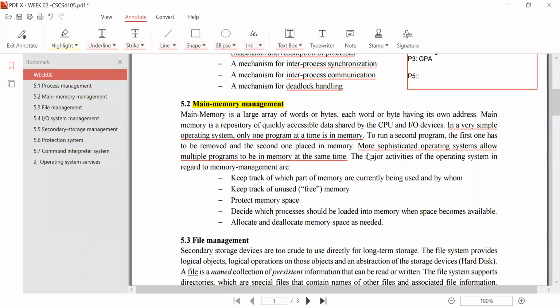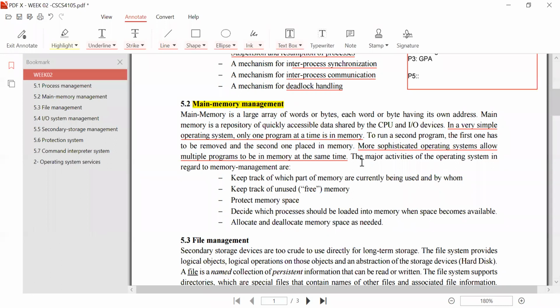But now we need to have a sophisticated operating system because our needs are changing. And this sophisticated operating system should be able to allow multiple programs to be in the memory at the same time. Okay, now you need to start looking at what the operating system needs to do to ensure that several programs can be in memory at the same time and they are not conflicting, and are still working efficiently.